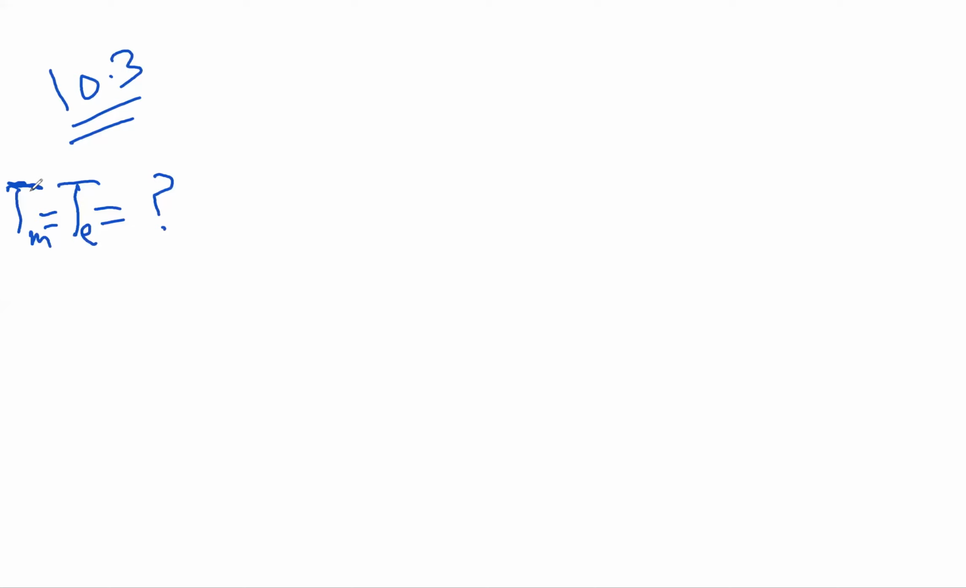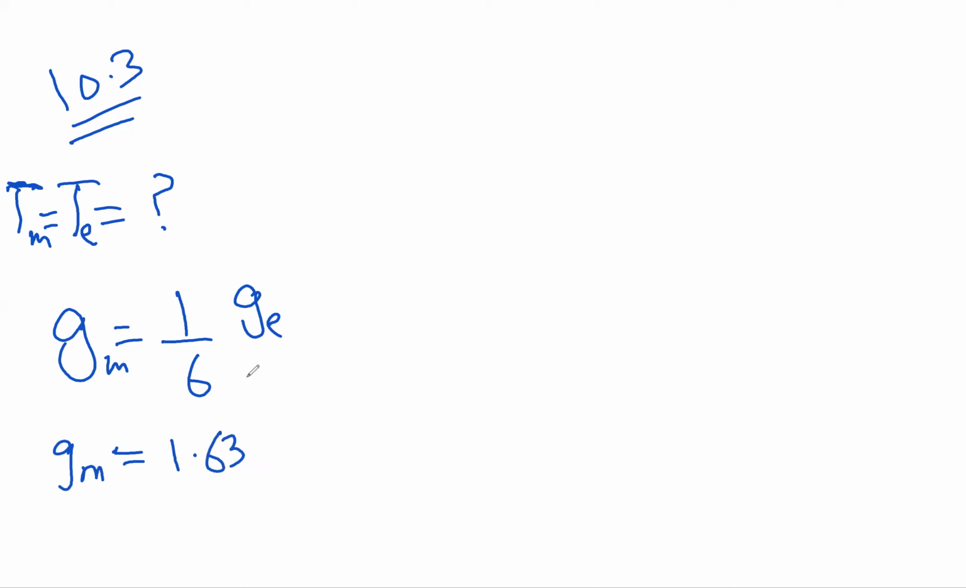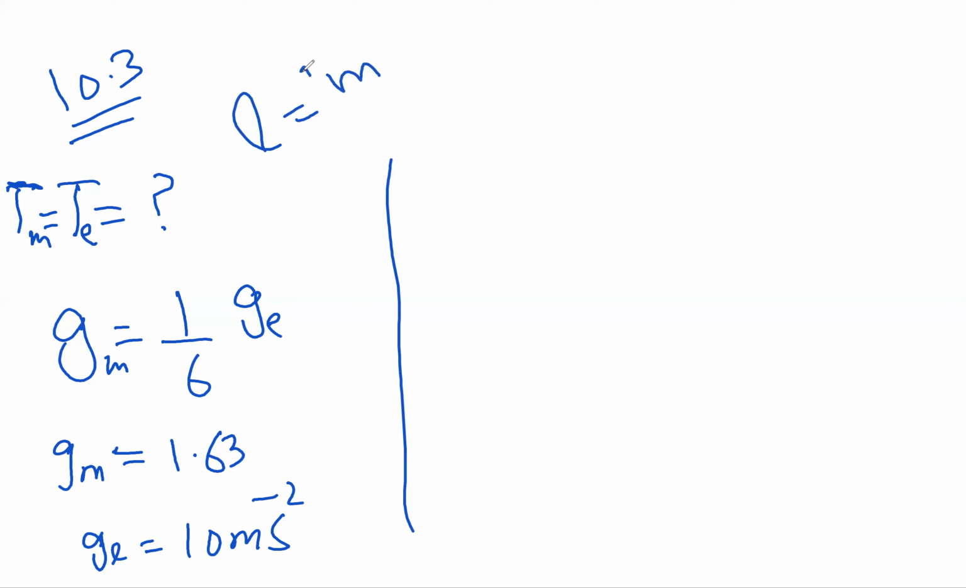The value of g on the surface of the Moon is 1/6 the value of g on Earth. It is already calculated, so take the value of gm as 1.63, and the value of g on Earth's surface is 10 meter per second square. Calculate the time period using the simple relation. Length is 1 meter.